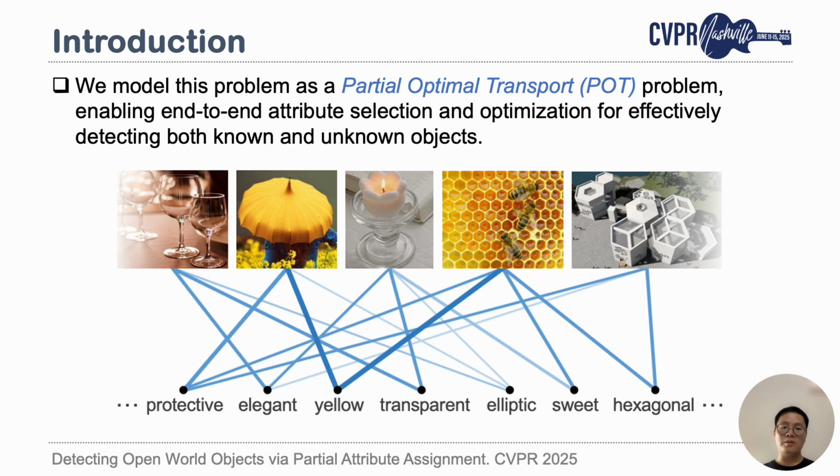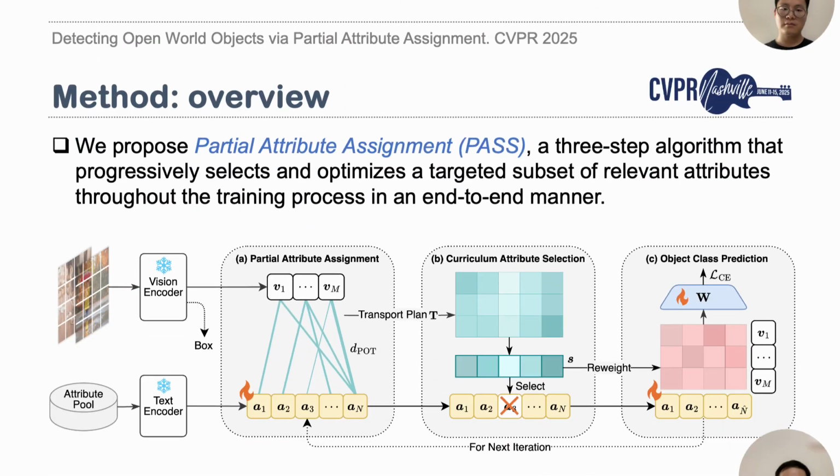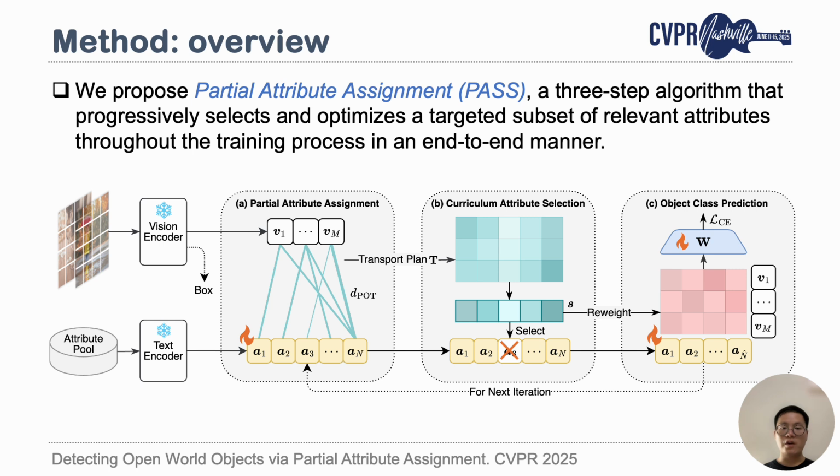We model this problem as a partial optimal transport problem, enabling end-to-end attribute selection and optimization for effectively detecting both known and unknown objects. We propose partial attribute assignment, a three-step algorithm that progressively selects and optimizes a targeted subset of relevant attributes throughout the training process in an end-to-end manner. Now we introduce the three steps in detail, respectively.